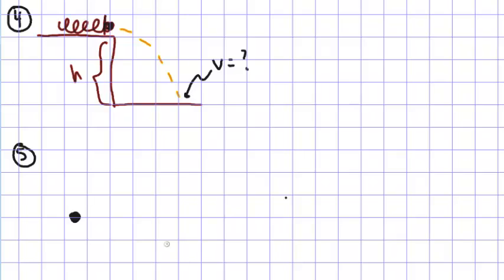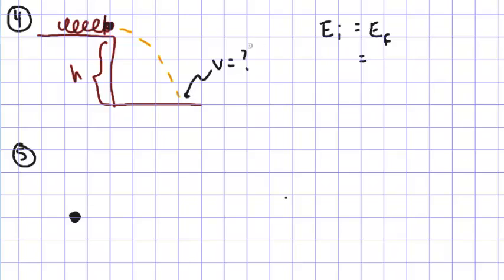Okay. On this one, on question 4, we're looking at a spring that's been compressed, and we're going to shoot it off and try to figure out the speed just before it hits the ground. This is a classic conservation of energy problem. So we can equate the initial energy with the final energy. That's the guiding idea.